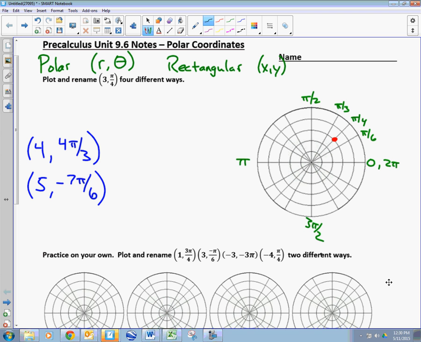Okay, so 4 pi over 3 would place you right here. Did you get that? And then 5, negative 7 pi over 6, right there. Any questions on those two? Very good.